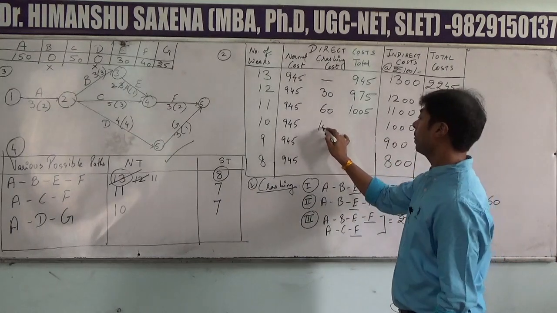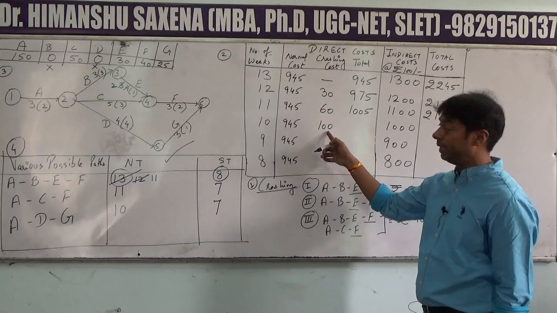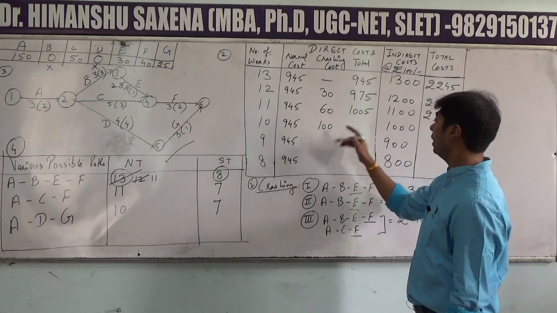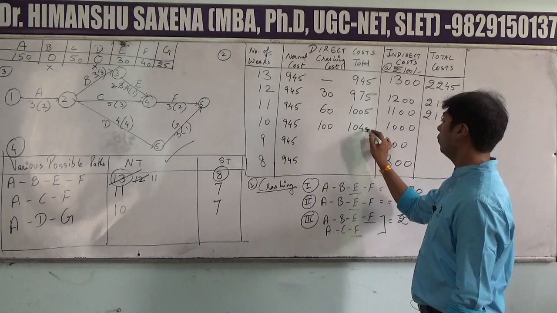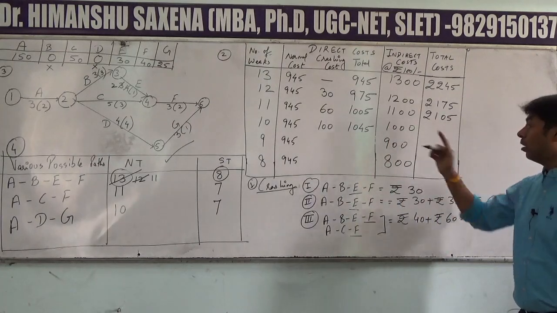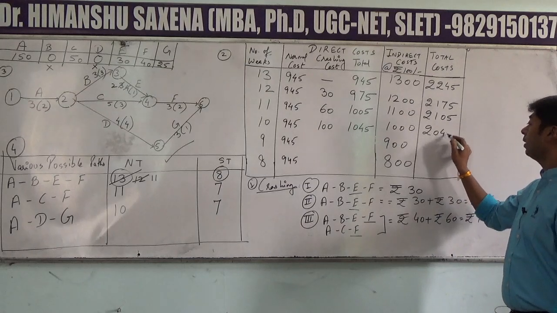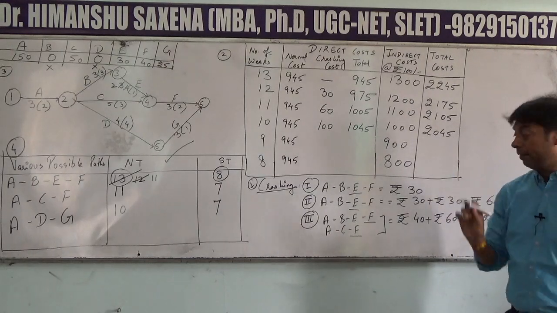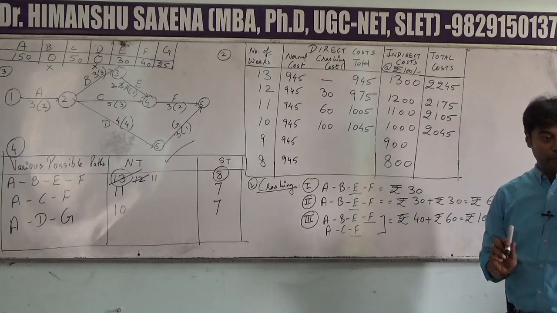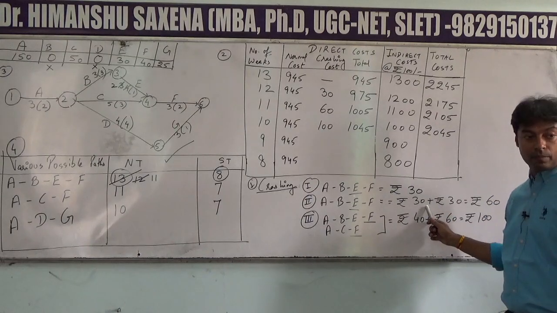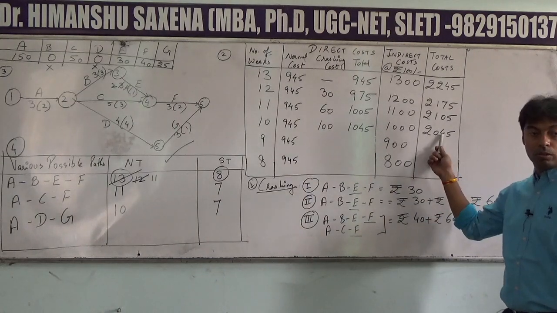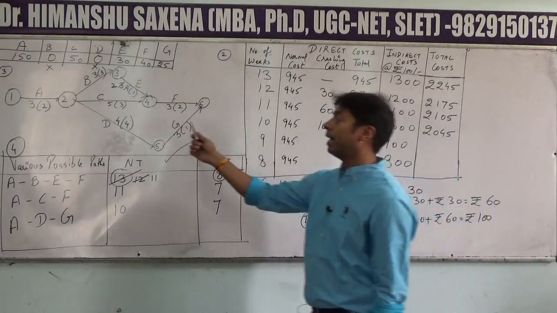Next, the second will be done in the cost sheet. 945 plus 100 will be equal to 1045. Now 1045 plus 1000 will give us 2045. So now entries have to be done at 4 places. Number 1, working notes. Number 2, cost sheet. Number 3, in the diagram.